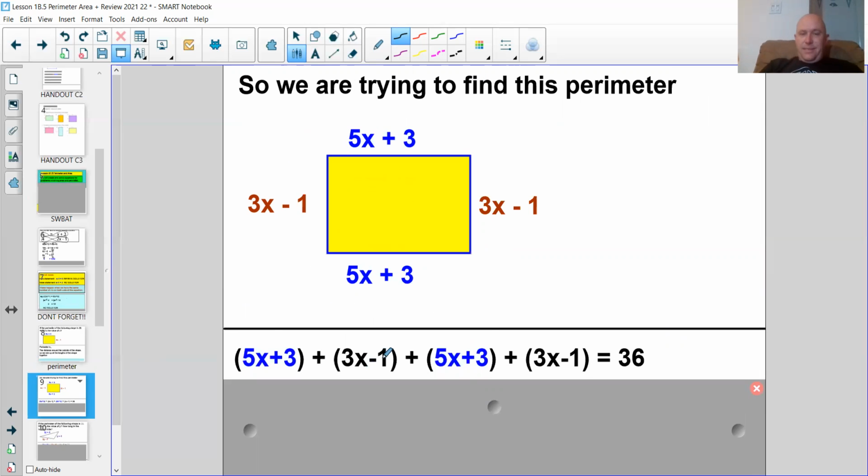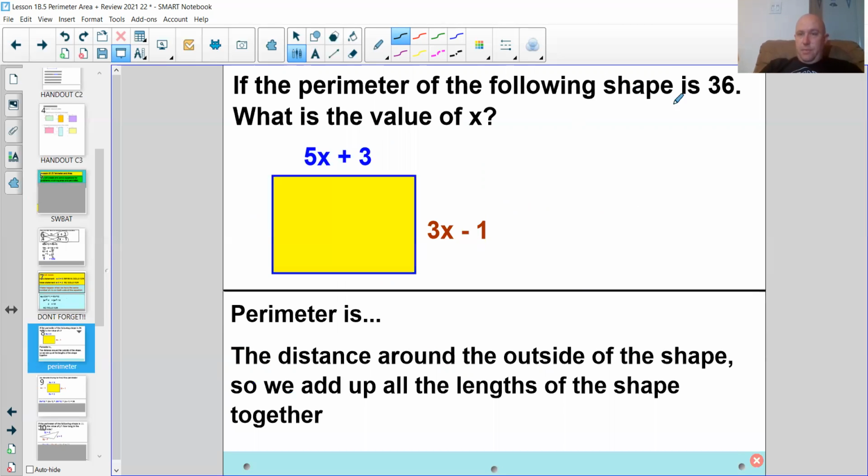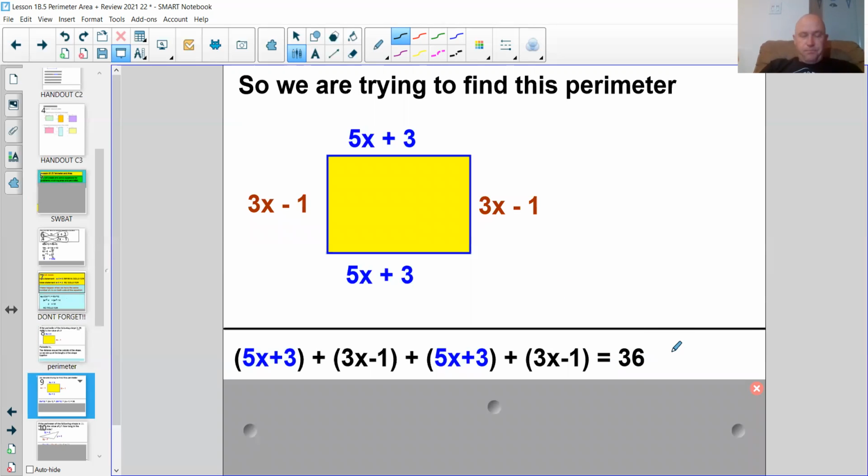Now, I've added parentheses in here just to try and make it clear exactly what's going on. So I've had the top side plus this right-hand side plus the bottom side plus this side over here. And in the original question, it said the perimeter is 36. So remember that word "is" is a clue for us that it's going to be equal to 36. Now, this is where I don't want to be doing opposites because I already have my x's on the same side here. I just want to collect terms here.